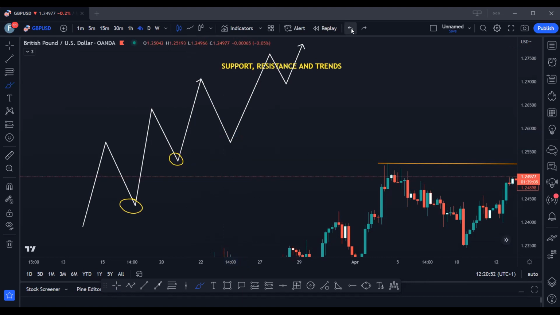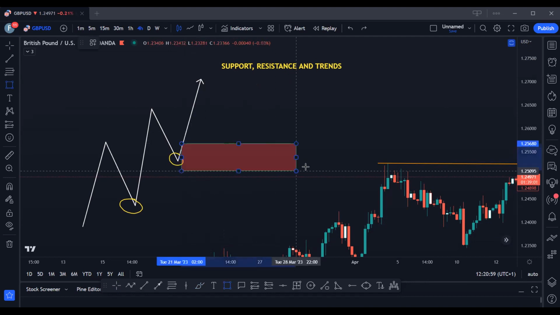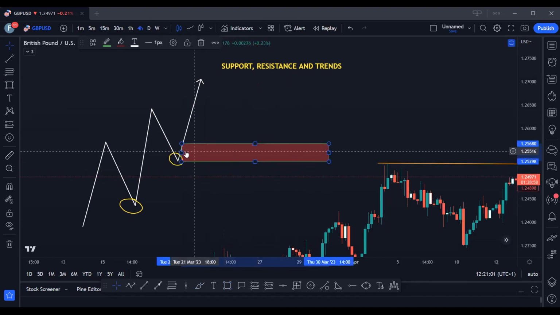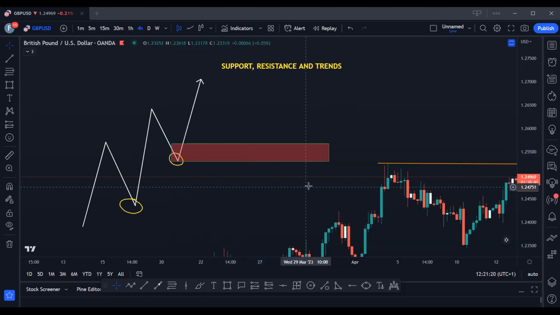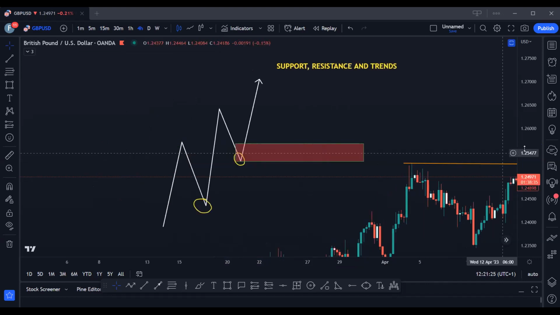It's very, very simple, like we discussed yesterday. In an uptrend, we want to be buying at support. And in a downtrend, we want to sell at resistance. Let's see what I'm talking about here.